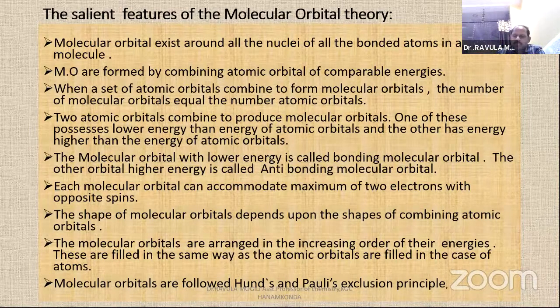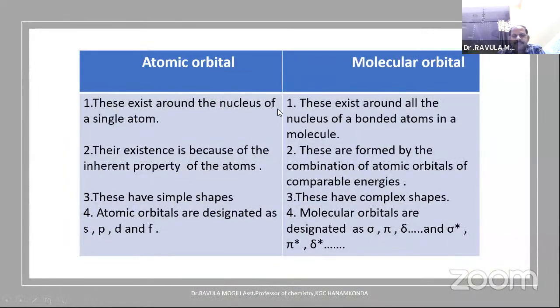In some cases, non-bonding orbitals are not present. The shape of a molecular orbital depends on the shape of the combining atomic orbitals. So here are atomic orbitals and molecular orbitals. It's a very, very important point. Atomic orbitals exist around the nucleus of a single atom. Molecular orbitals exist around all the nuclei of bonded atoms in a molecule.